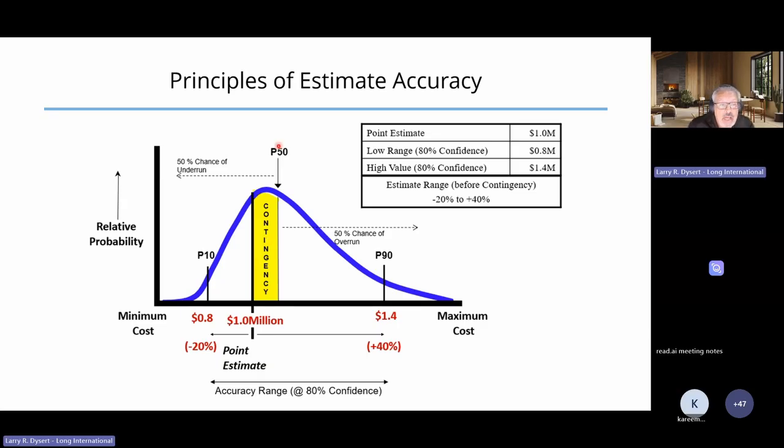So the P50 value is the median of our cost distribution, where 50% of the area under the curve lies to the left of that value, and 50% of the area under the curve lies to the right of that value. That's the median value. That's the value that gives us a 50% probability of underrun. And in a skewed distribution, that's always going to be to the right of the mode.